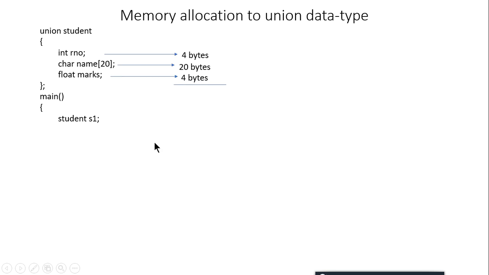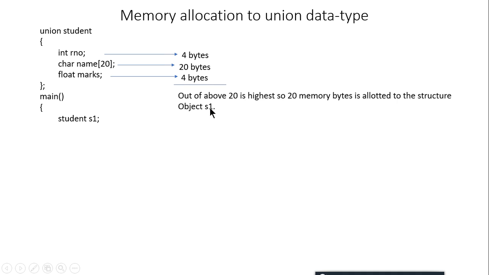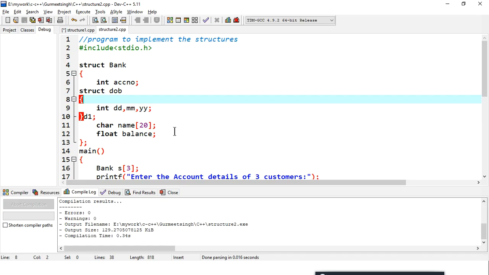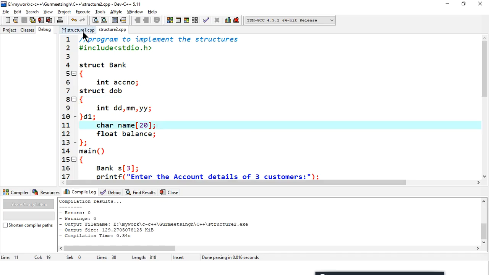Now what is the difference? The difference comes here. As you know, int takes 4 bytes, char takes 1 byte, so 20 bytes are here, float takes 4 bytes of memory. The structure was adding all these memory sizes and allocating it, whereas union will conserve only one value. That is the highest memory size, which is 20 bytes, will be allotted to your object S1. Okay, and you can put the values in the same way using the dot operator, but only one value can be picked at a time. Let me show you how it will work.